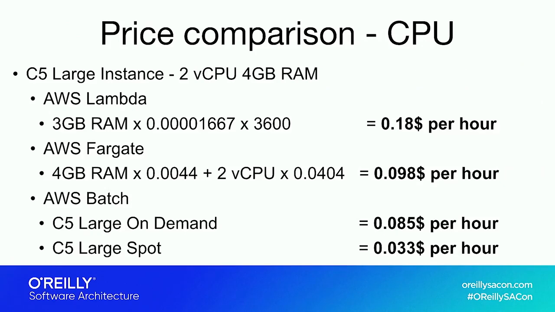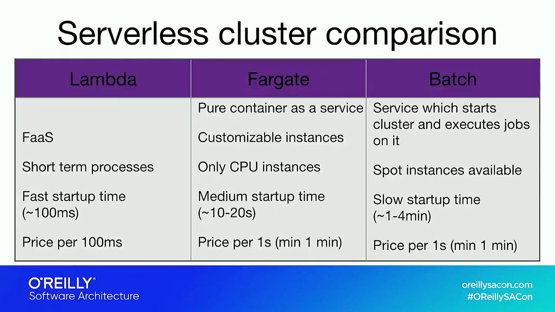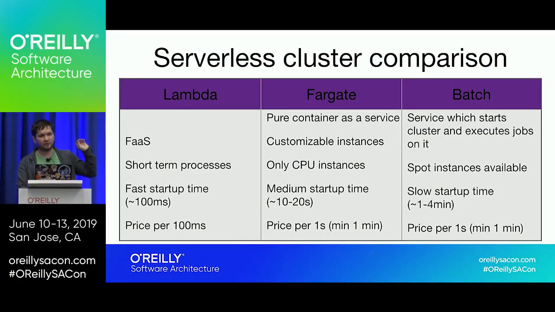Basically, if we're going to compare pricing, we will see that AWS Lambda is the most expensive in terms of computing power per hour. Why is that? The thing to remember is that pricing in Lambda is per 100 milliseconds. And although pricing for Fargate and Batch is per 1 second, which doesn't sound like a big difference, the problem is that the minimum is 1 minute. So if, for example, your workload is processed in 40 seconds, you will be better with Lambda than with Fargate or Batch, because you will have to pay a full minute.